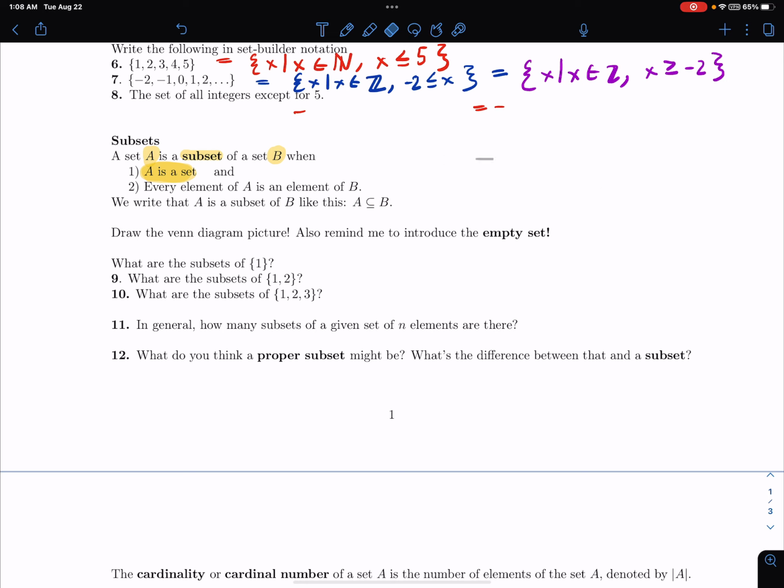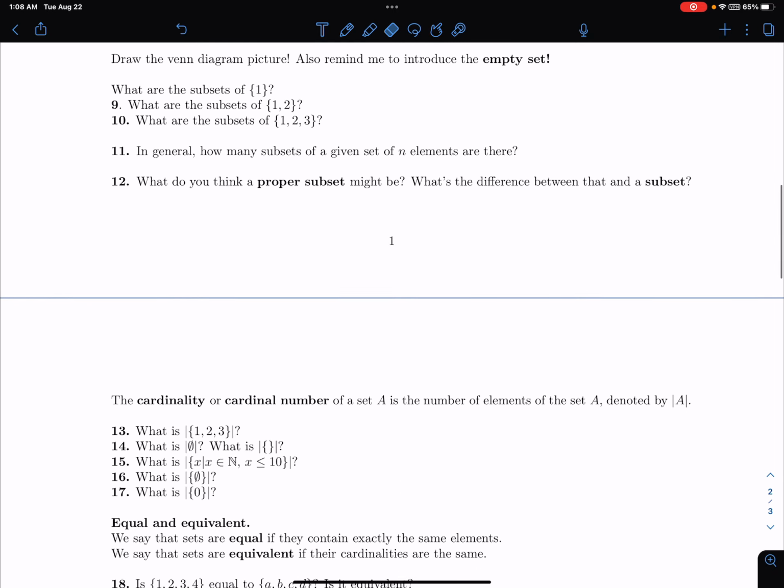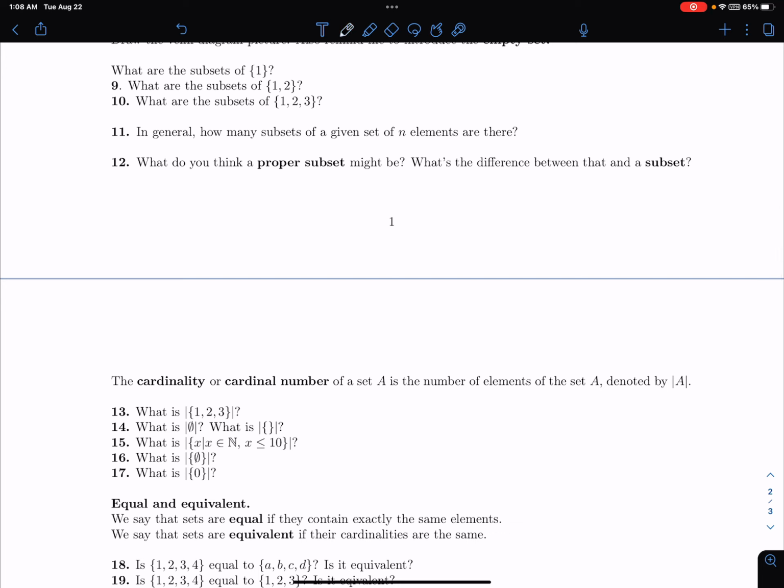Okay, so this page, we talked about what subsets are. We drew the Venn diagram. We also talked about the empty set. Let's talk about the subsets. And I'll give you this first one for free. The subsets of the set with just 1 in it are, there's 2 of them.